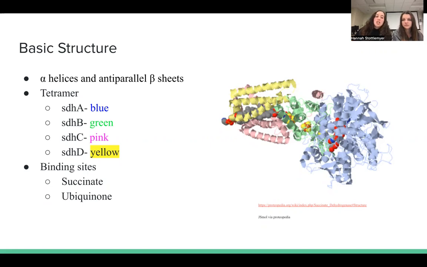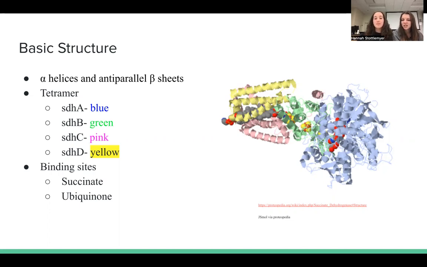The basic structure to start, it has secondary structures of alpha helices and anti-parallel beta sheets. They're a little bit hard to see in the image, but you are able to see them if you look a little bit closer. It is a tetramer with succinate dehydrogenase subunit A, shown in blue, SDHB, shown in green, SDHC, shown in pink, and SDHD, shown in yellow.